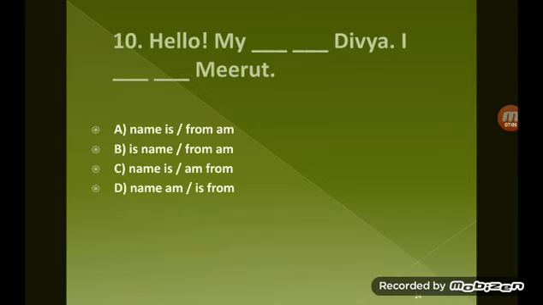Number 10. Hello, my dash dash Divya, I dash dash Meerut. And the options are A, name is and from am. Option B, is name slash from am. C, name is slash am from. And D, name am slash is from.